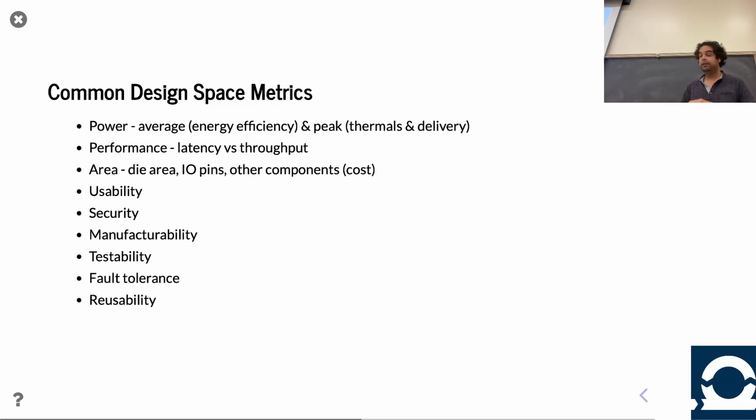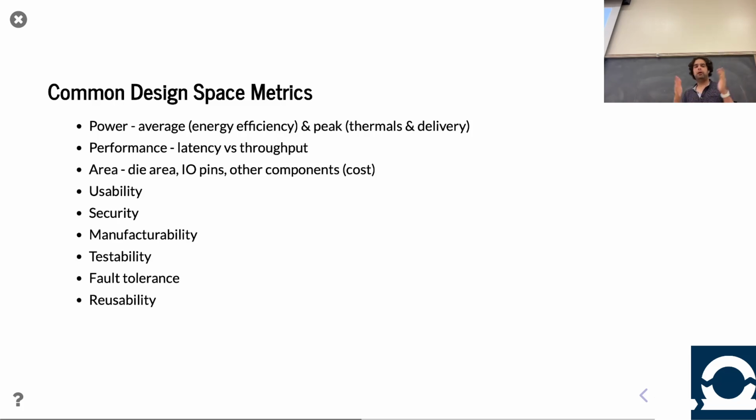For performance, you're worried about the latency of your design to compute one operation. You're worried about the throughput. Obviously, there are many nuances of performance. And then area, which is kind of our notion of cost, right? Talking about the silicon area on a die, the number of I/O pins, other components, perhaps off-chip memory components you require. So there are many metrics you can consider there.